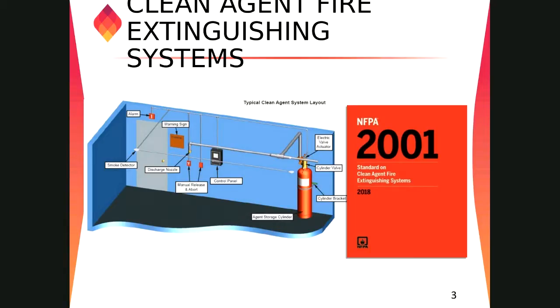So this system will be activated by a detection. There is a detector placed in the same area. The smoke detector will detect the fire and give a signal to the release panel, the control panel, and the control panel will give a signal to the electrical actuator to open the valve, and then the gaseous extinguishing agent will be discharged and extinguish the fire. This is the working principle, and we'll discuss it in detail.